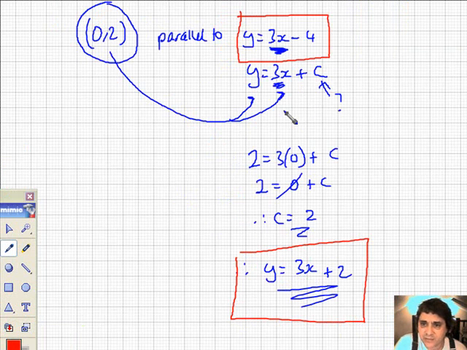That is parallel to that. Look, 3x and 3x, and that will pass through 0, 2. That will pass through 0, minus 4, and they're parallel, but they pass through different points on the y-axis.